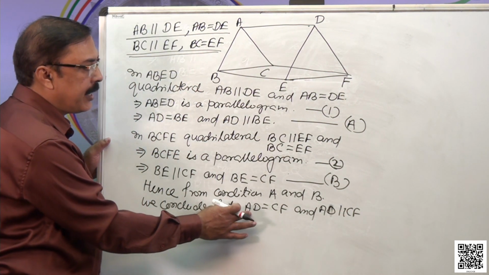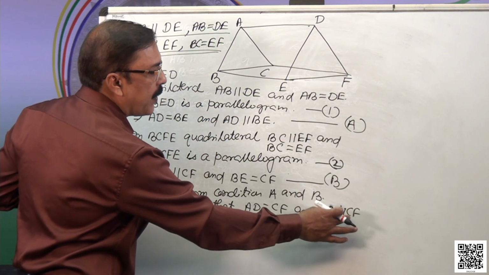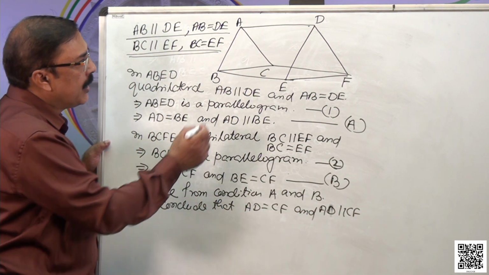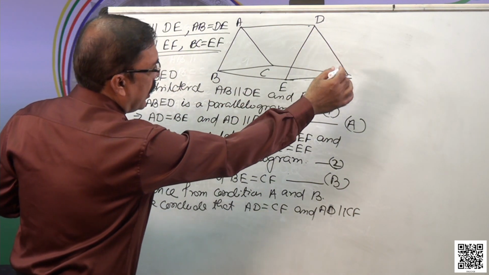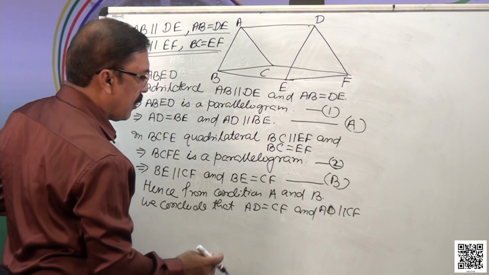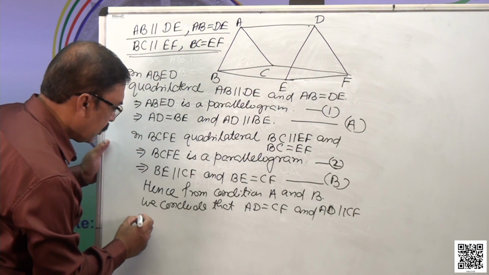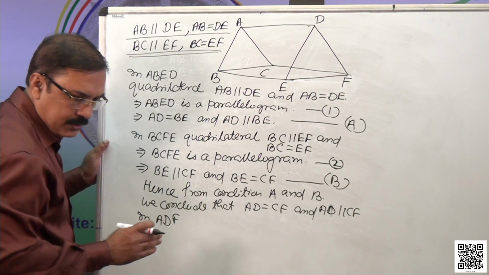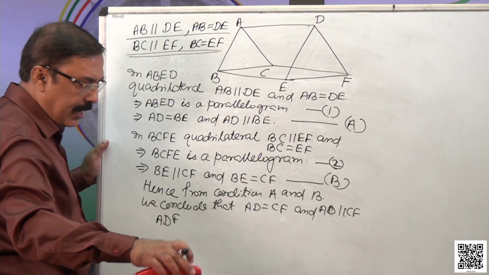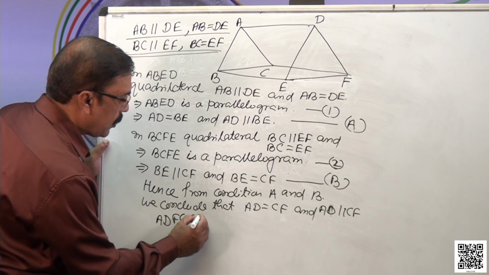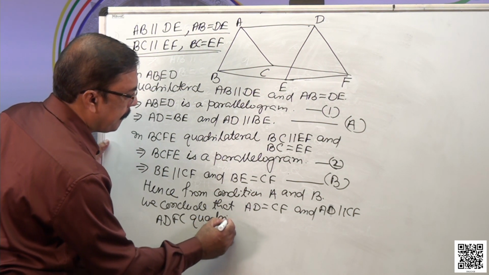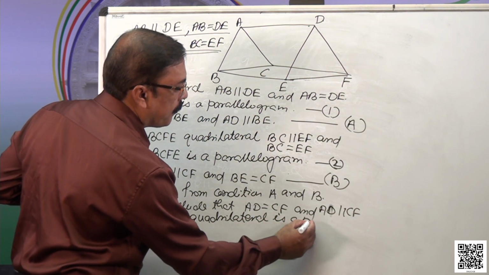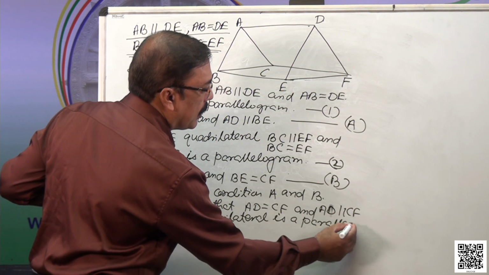Now see, AD is equal to CF and AD is parallel to CF. So ADCF constitute which quadrilateral? ADFC. We can say ADFC quadrilateral. So in ADFC, we can directly write that ADFC quadrilateral is a parallelogram.